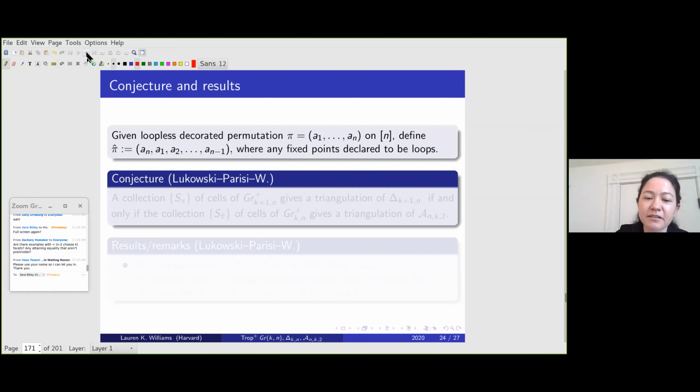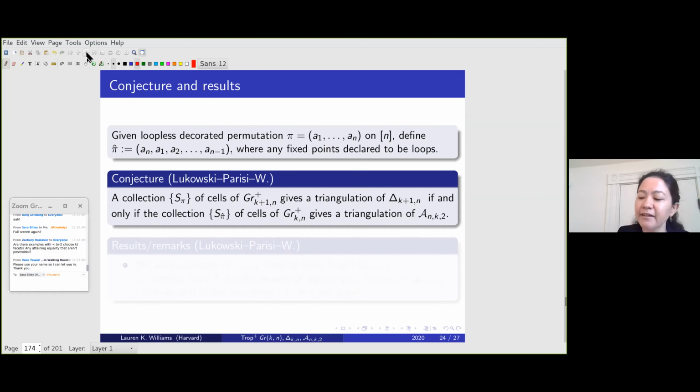And now our conjecture, based on everything we've seen so far, is that a collection S_pi of cells of Gr(k+1,n) gives a triangulation of the hypersimplex if and only if the related collection of cells, obtained by applying T-duality to the permutation, so just cyclically rotating the permutation, gives a triangulation of the amplituhedron A_{n,k,2}. So it's a very, very simple statement, a very strange statement, I think. And we have some results in this direction.